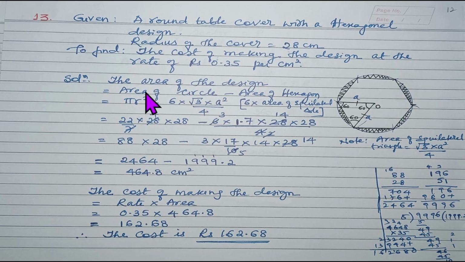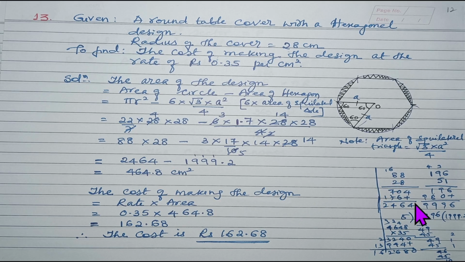So we have area of circle minus area of hexagon, and that is equal to 22 upon 7 into 28 into 28, because 28 centimeter is the radius, minus 6 times root 3, which I have taken as 1.7, into a square, that is 28 into 28 divided by 4. Now simplifying, we get 88 into 28 minus 3 into 17 by 10 into 14 into 28. Again further simplifying, we get 2464.